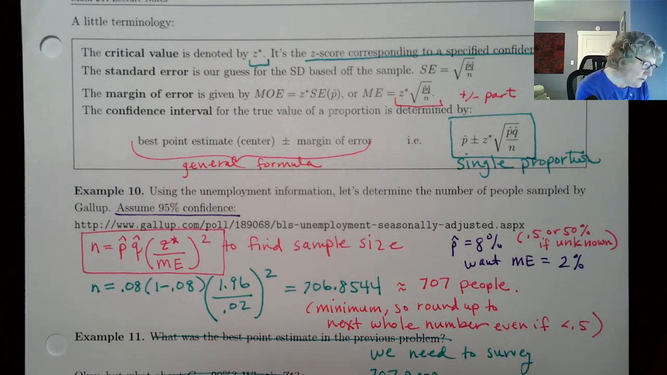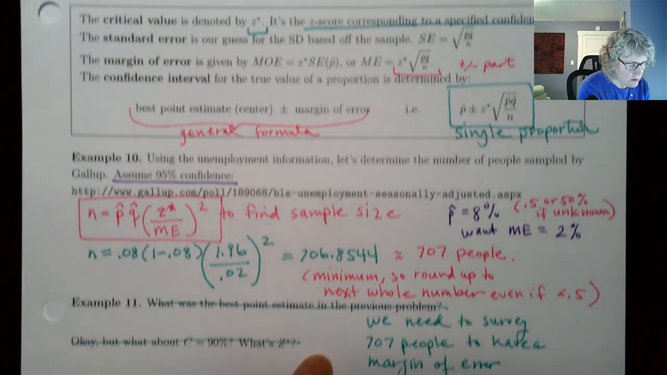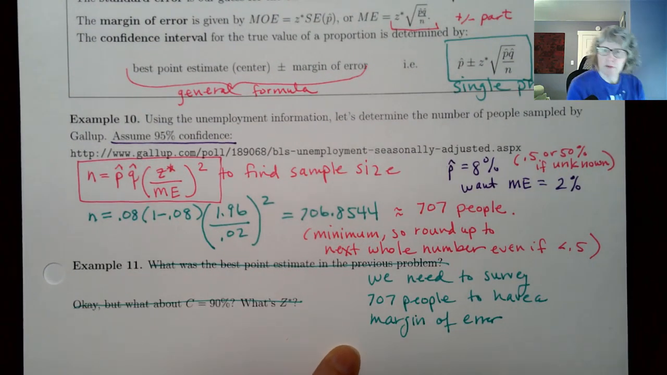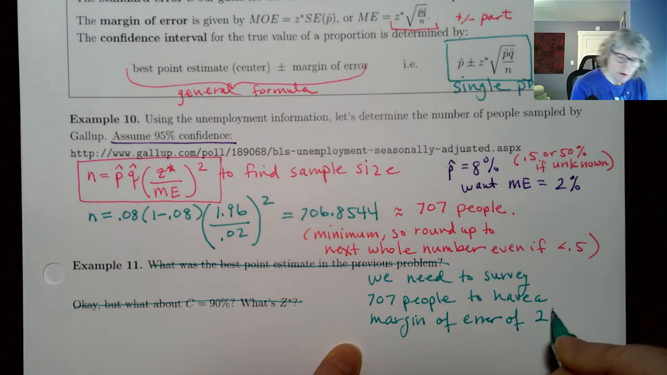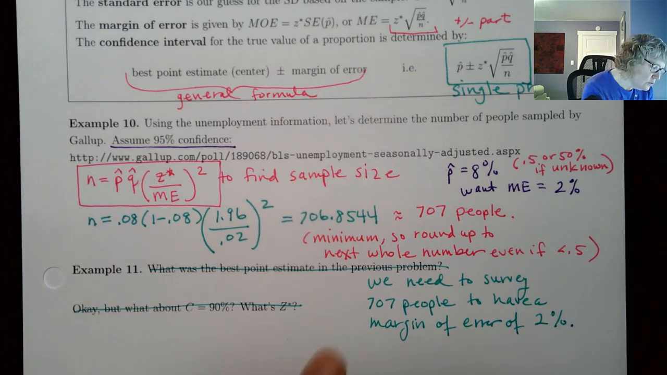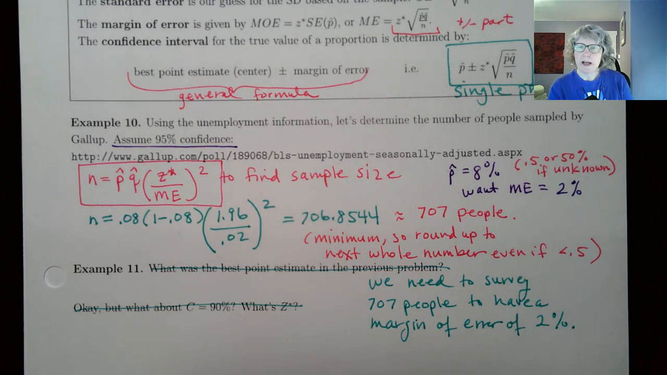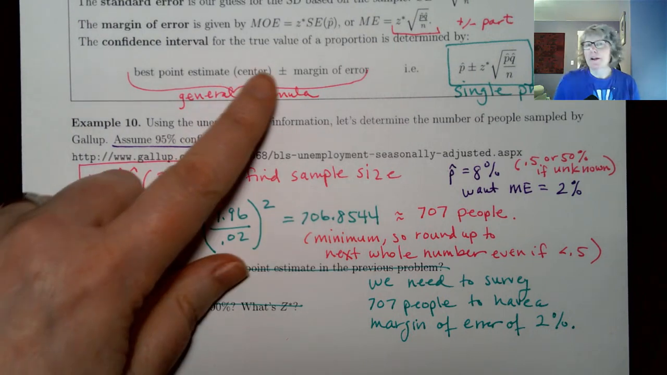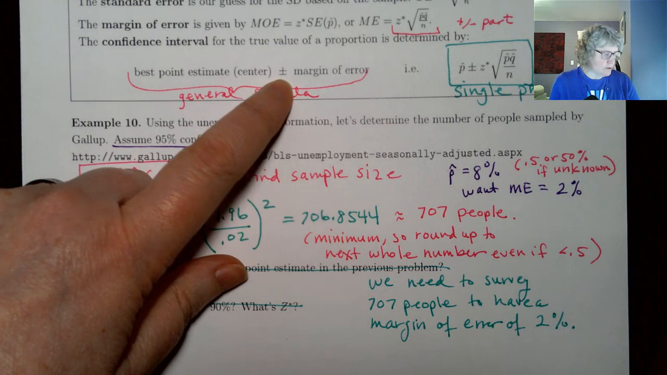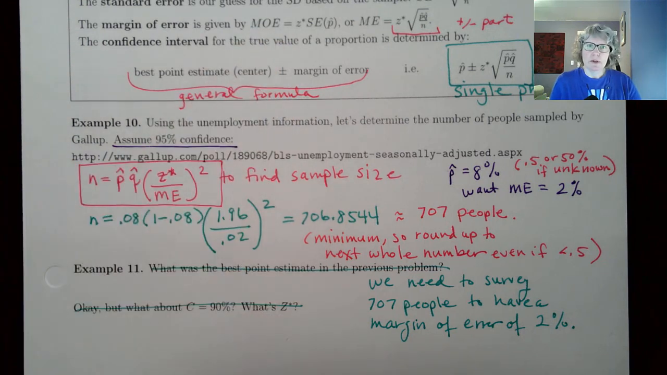We need to survey 707 people to have a margin of error of 2%. Sorry, I'm below the screen. Also fine to say plus or minus 2%. Margin of error kind of goes hand in hand with the plus or minus. So you can either state it or not. Okay.